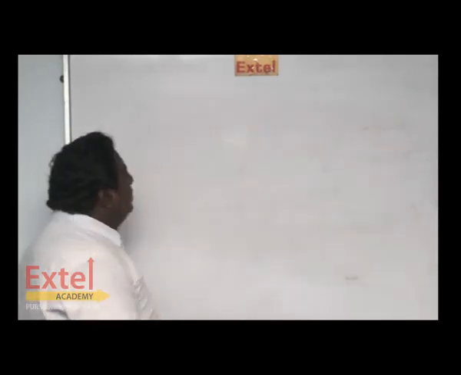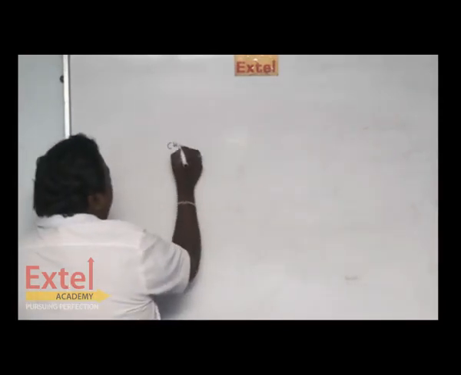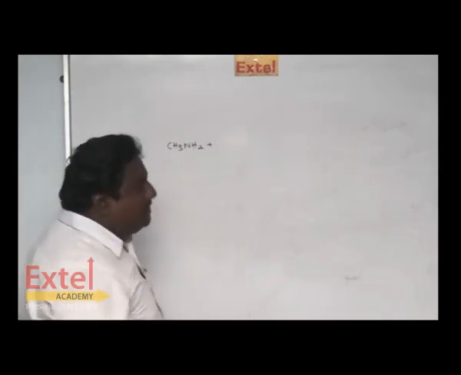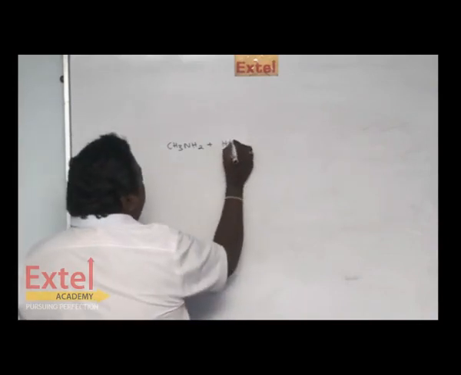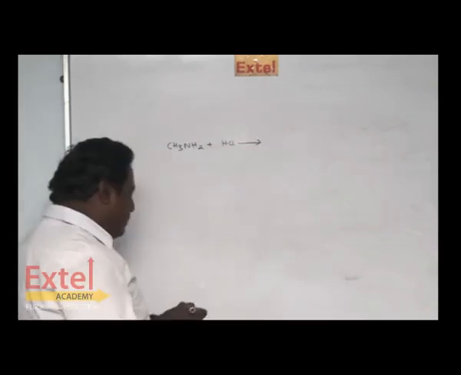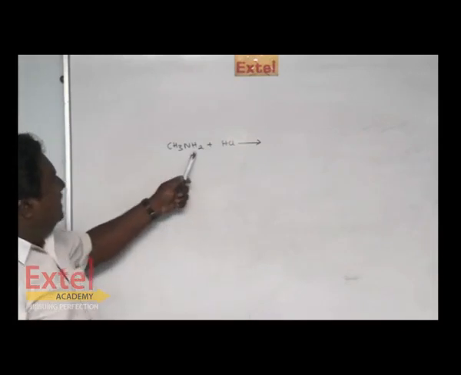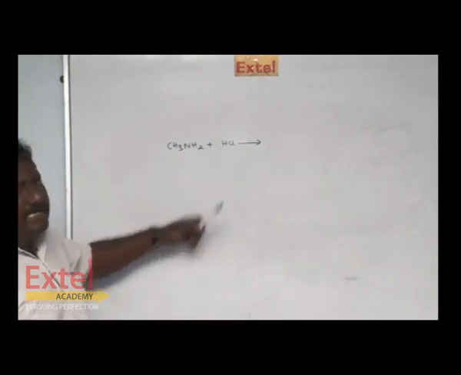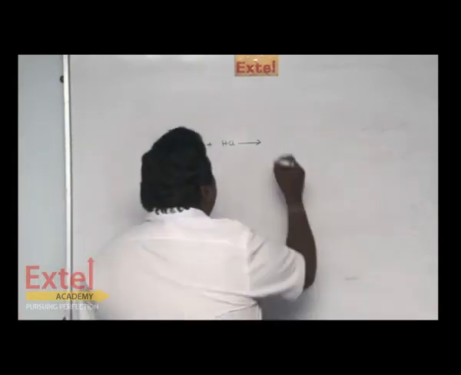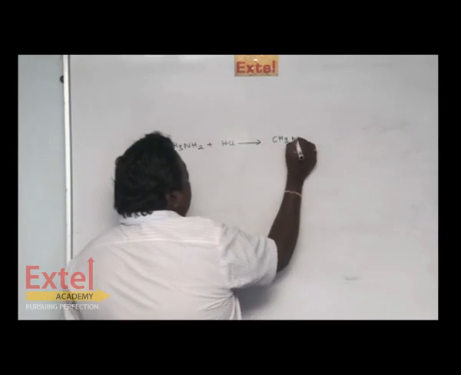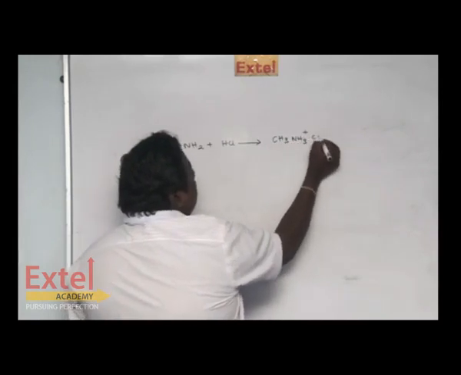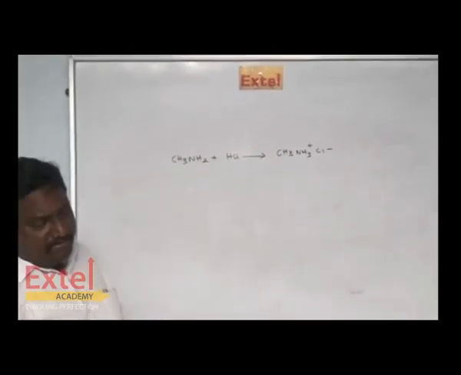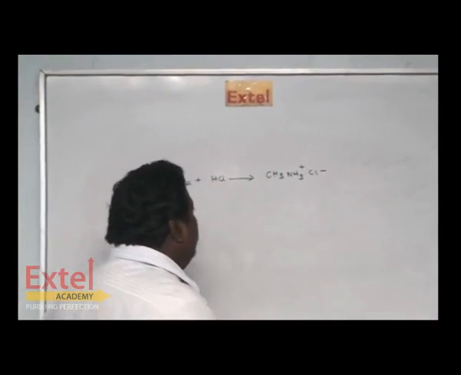For example, methylamine. CH3NH2 is called methylamine. Suppose it is treated with HCl. One addition reaction occurs. How many hydrogens are there in methylamine? 2 hydrogens. It combined with H, and you are getting CH3NH3+ Cl-. You have got one ionic compound. Basically, it is ammonium chloride.